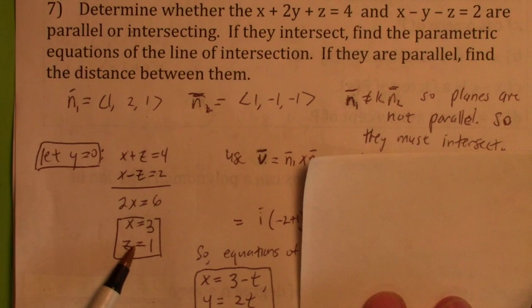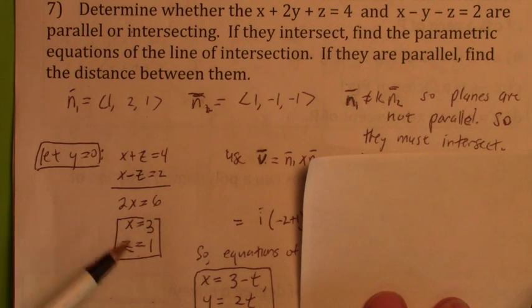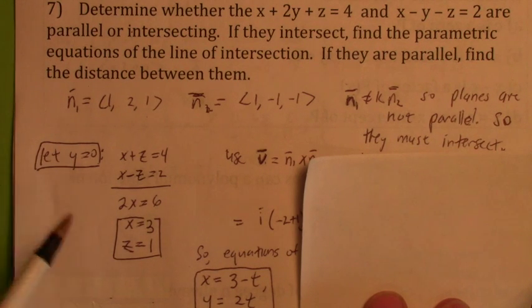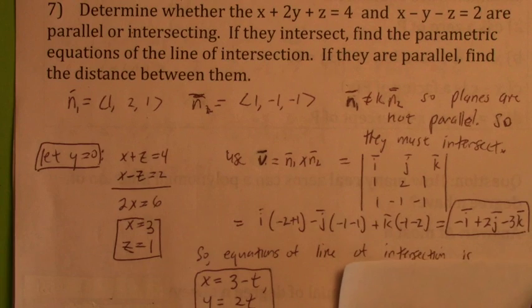Now, there might be other points. Yes, this is just one point on the line of intersection. There are infinitely many points, of course. So now that I know a point, I have to find the direction vector.